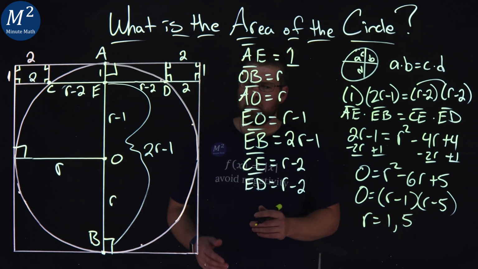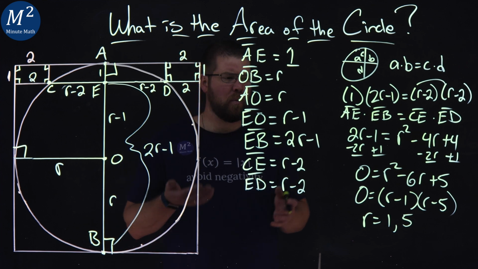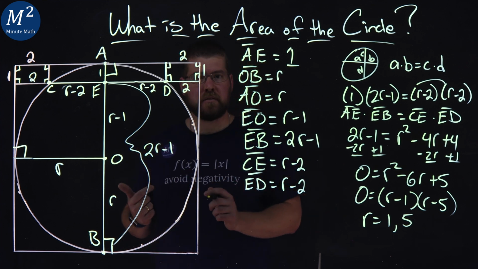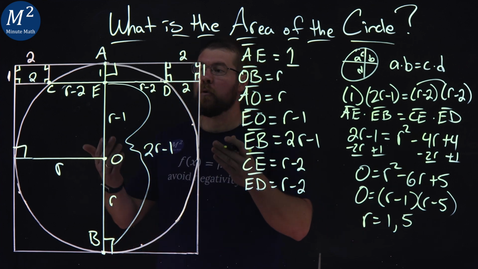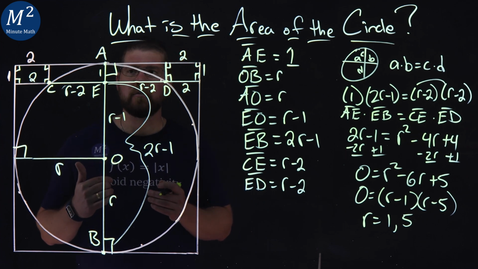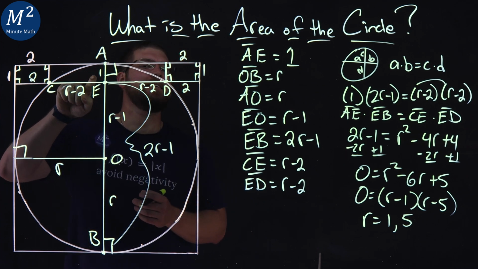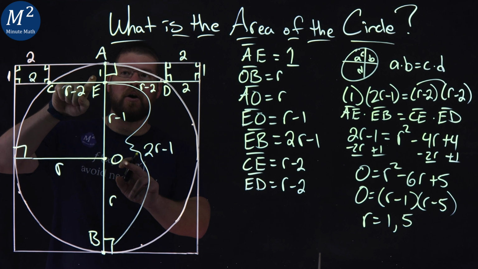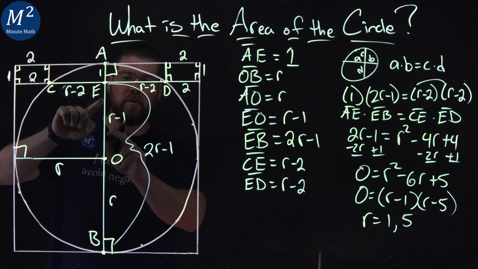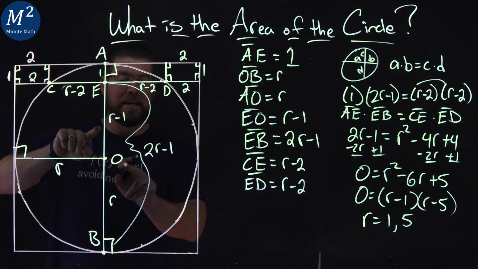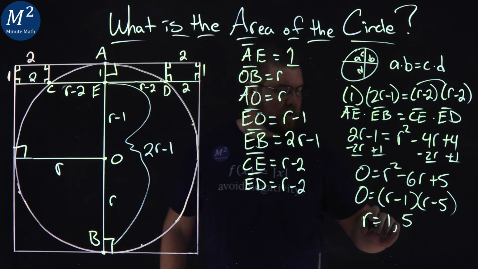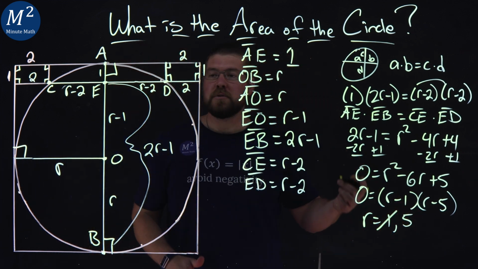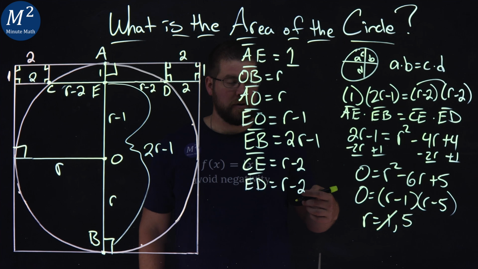Well, how do we have two different radius values? Well, one of these makes sense and one doesn't. Let's look at 1 first. If radius is 1, is that even possible? This length from A to E is 1, so there's no way that O to A is equal to 1, because what's this length here from E to O? So we can eliminate 1 and use radius equal to 5 here for our answer.